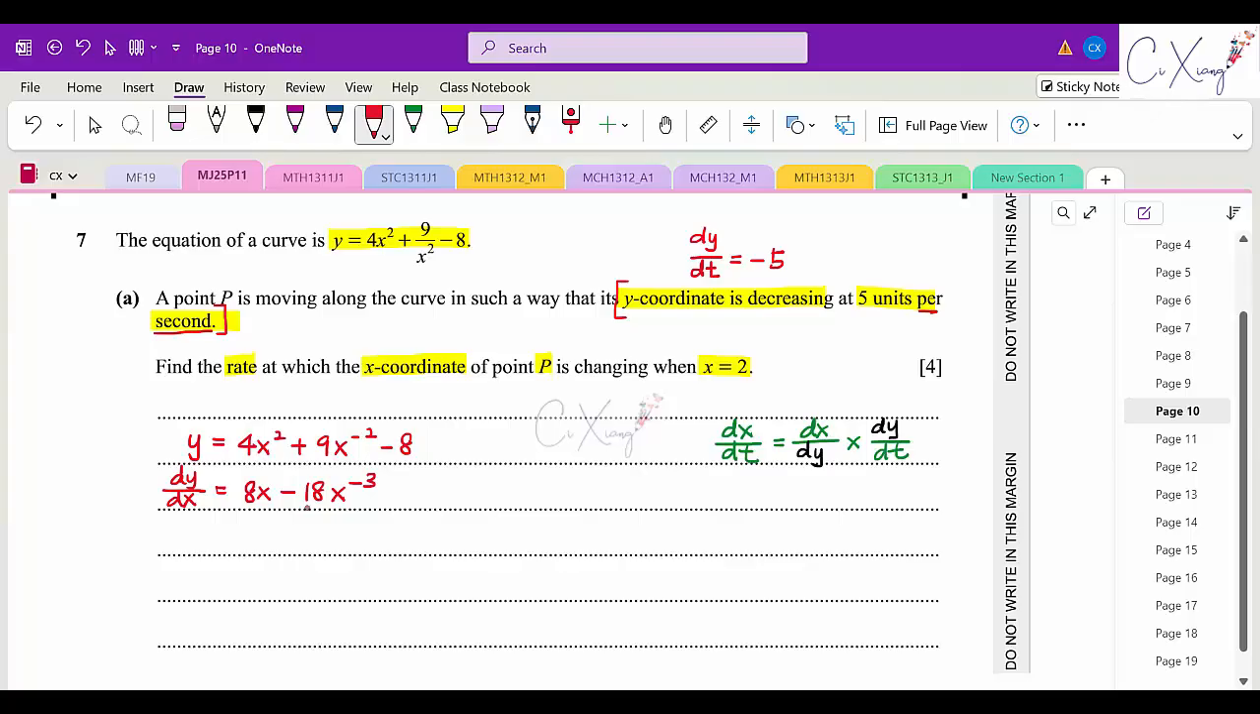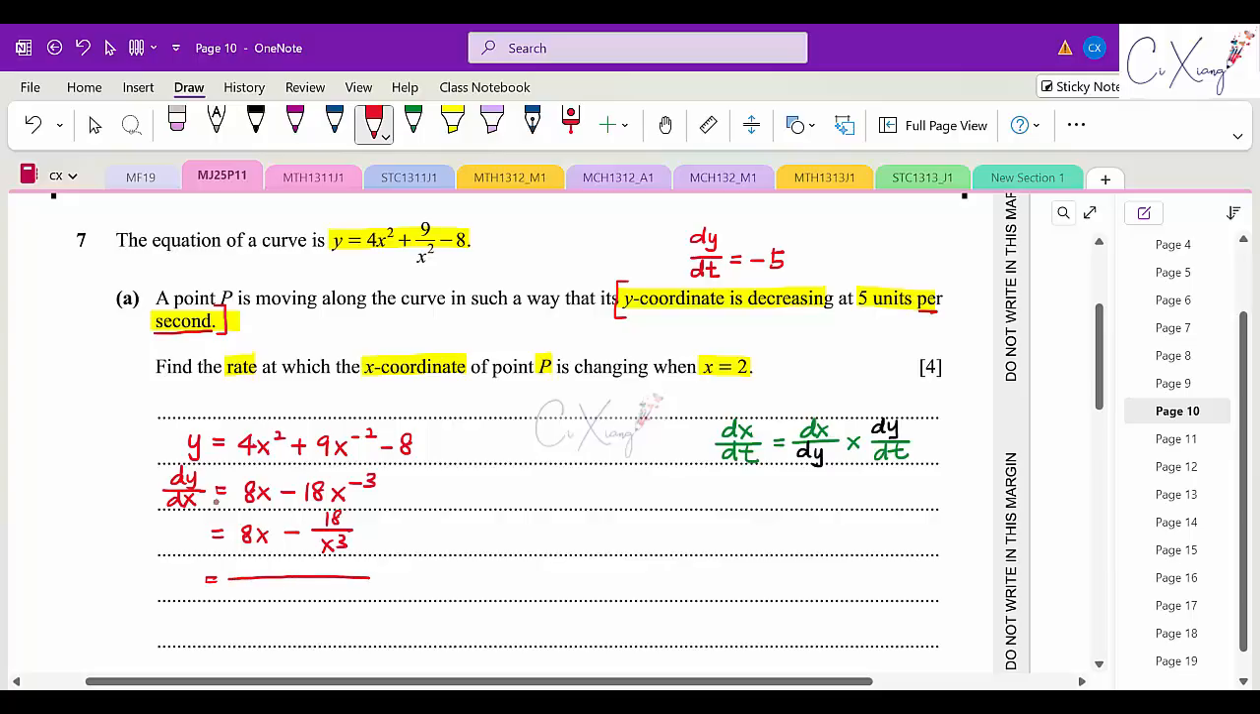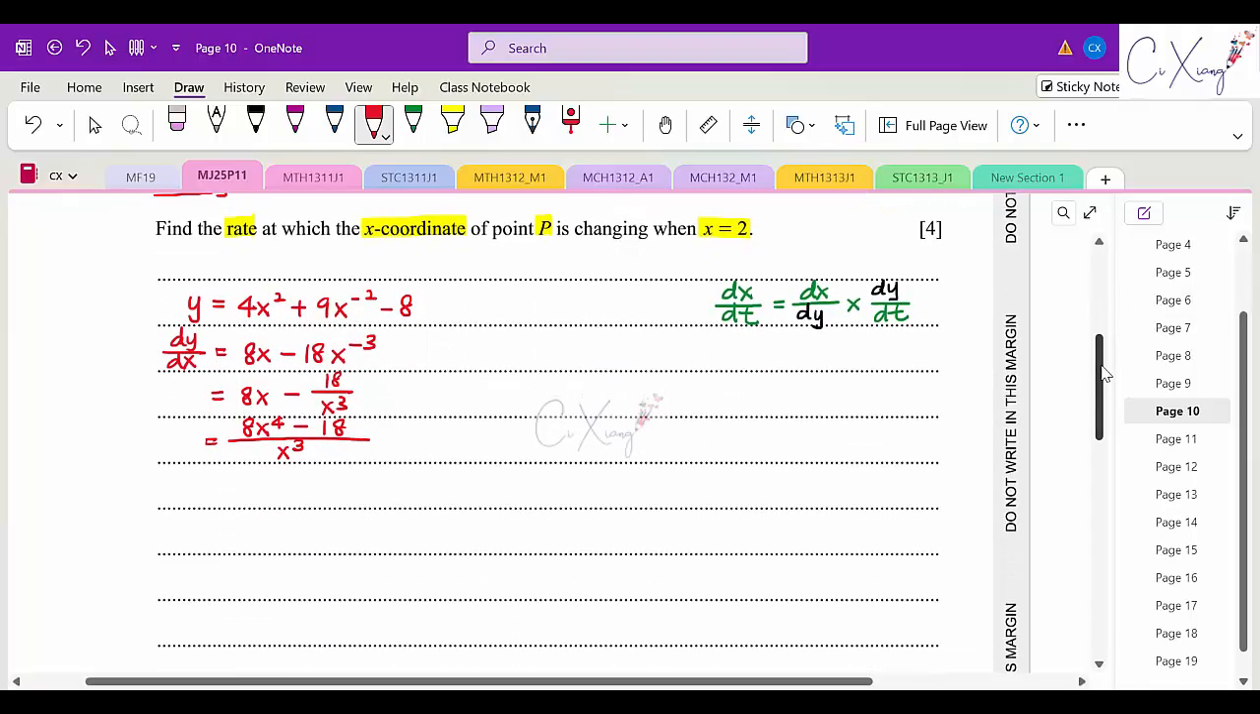Okay, and after that, I need to know how I can get dx/dy, because later I need to use dx/dy in my calculation. To make the calculation easier, I try to simplify this one first. I will have (8x minus 18) over x to the power 3. And I prefer to combine them together so that I can get dx/dy more easily later. So I want to combine them together. I have the same denominator, so the 8x will become 8x to the power 4, then minus 18.